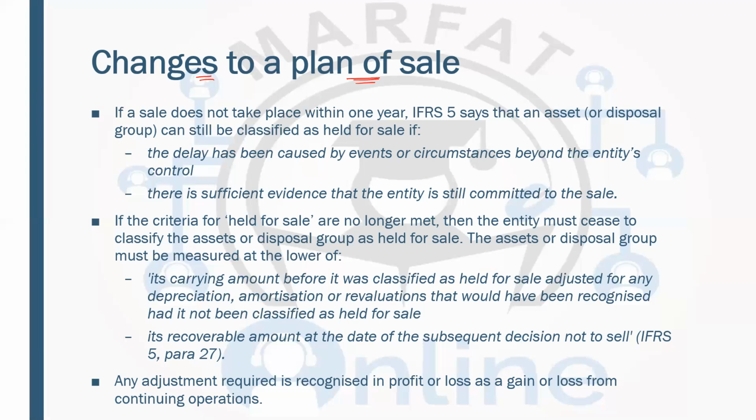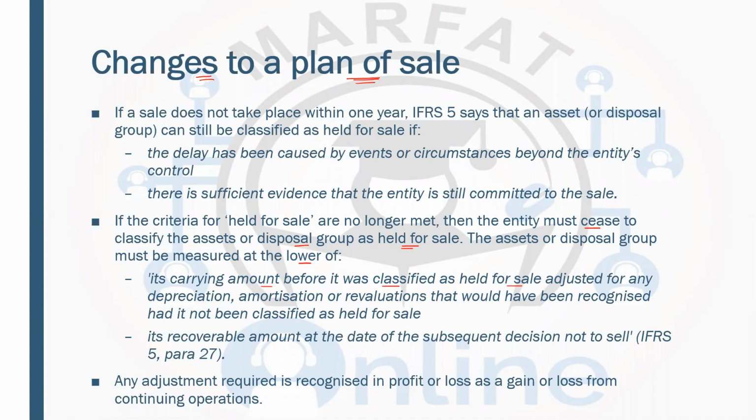But if the criteria is no longer met, and that situation is other than the above which I have described, then the entity must cease to classify the asset or disposal group as held for sale. Now you have to remove it from the current assets. And you are going to record that asset again in the non-current assets at the lower of its carrying amount before it was classified as held for sale, adjusted for any depreciation.